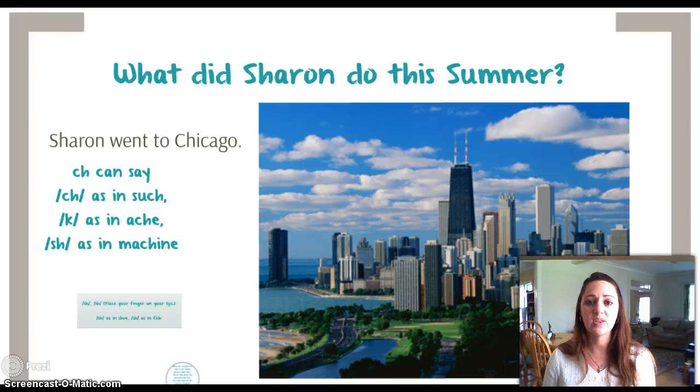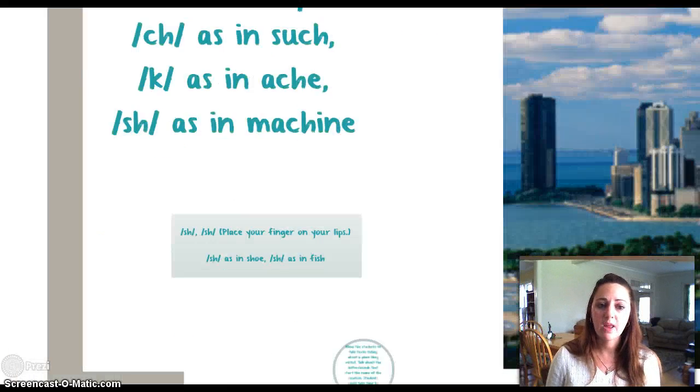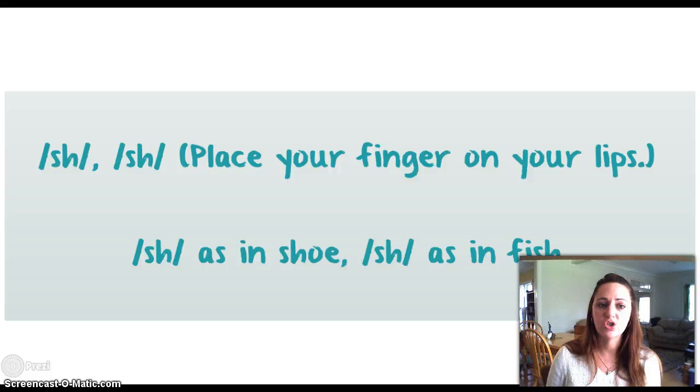What did Sharon do this summer? Sharon went to Chicago. CH can say sh. CH in Chicago says the sh sound, but CH can also say ch as in such, k as in ache, sh as in machine. Sh, sh, sh. Place your fingers on your lips. Sh as in shoe, sh as in fish.